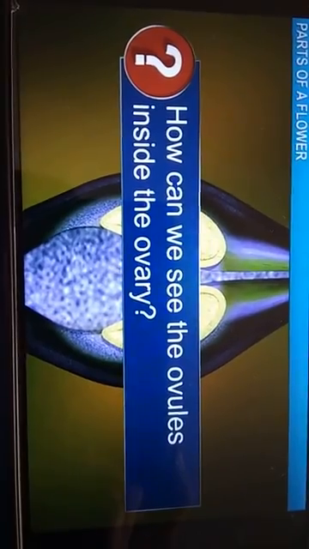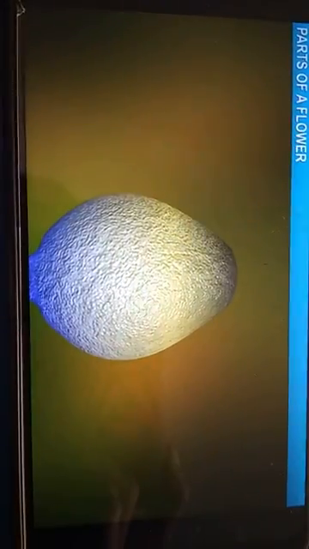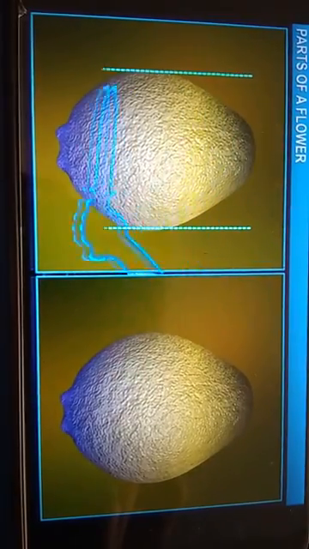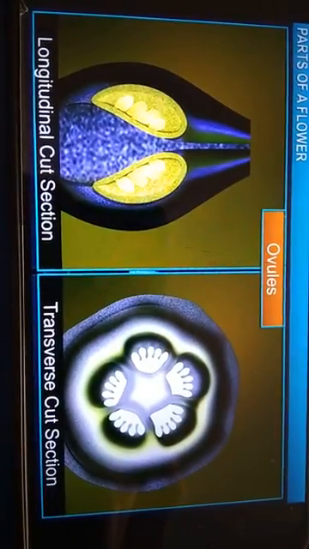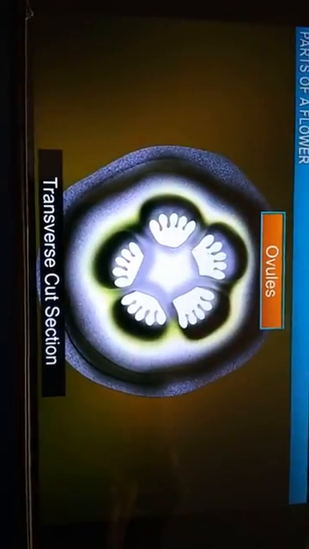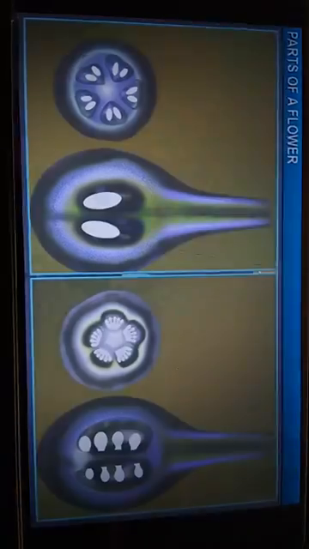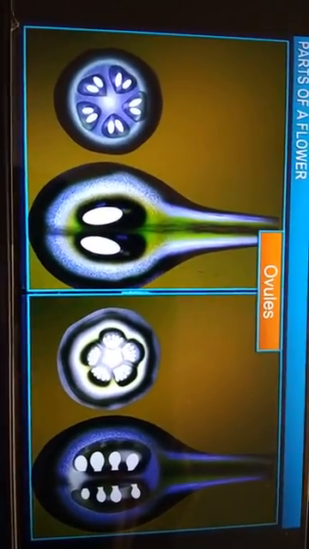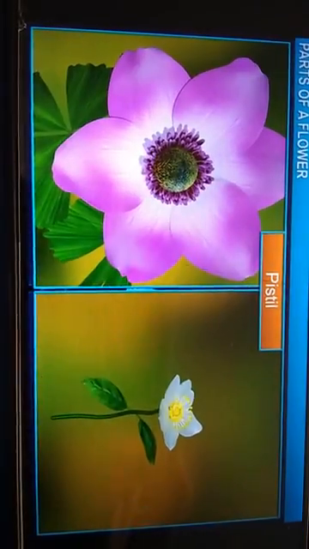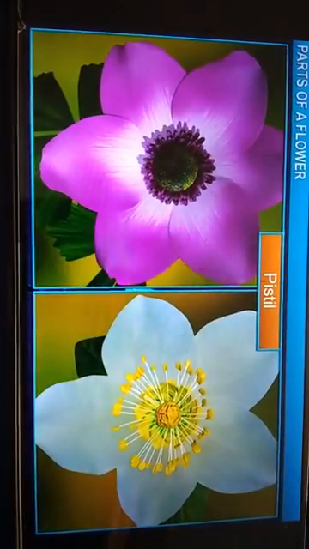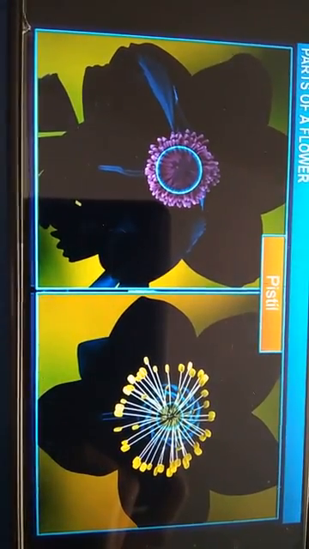How can we see the ovules inside the ovary? The ovary can be cut longitudinally or transversely to see the female reproductive cells. Ovules appear as bead-like structures. The number and arrangement of ovules differ in different flowering plants. Like stamens, the number of pistils also varies from flower to flower.